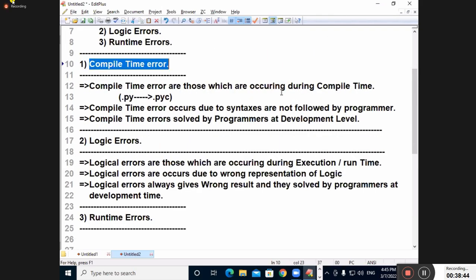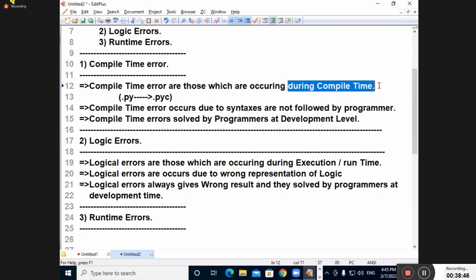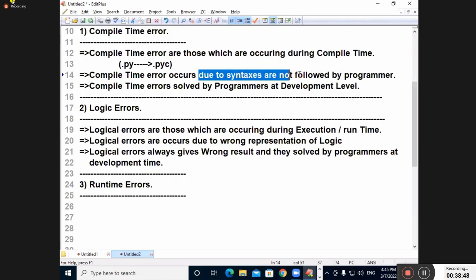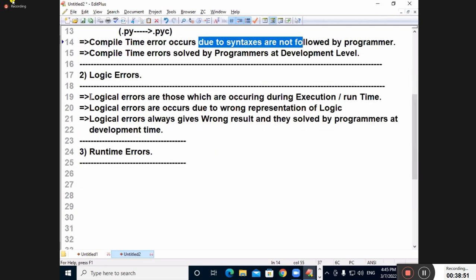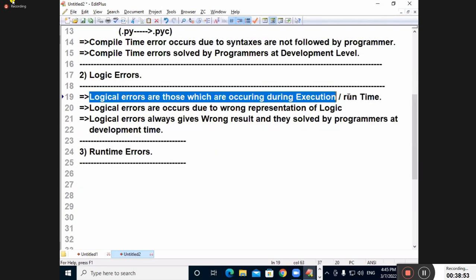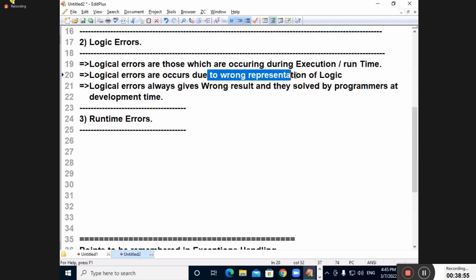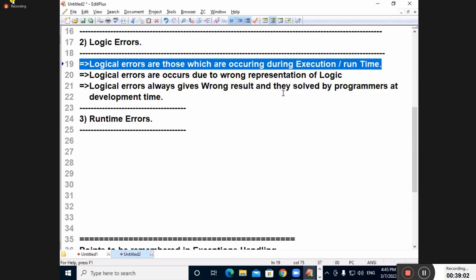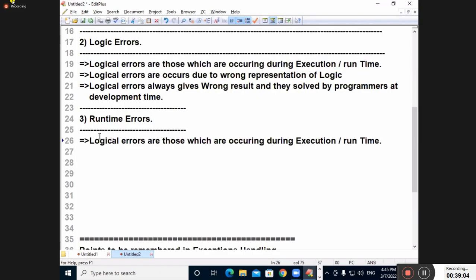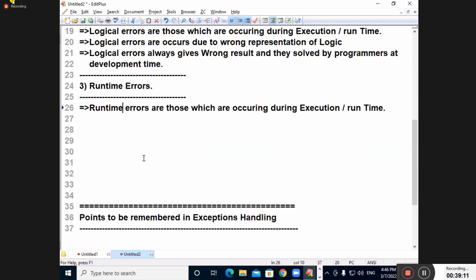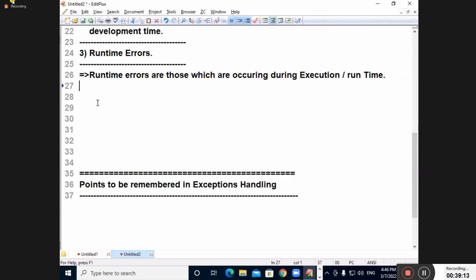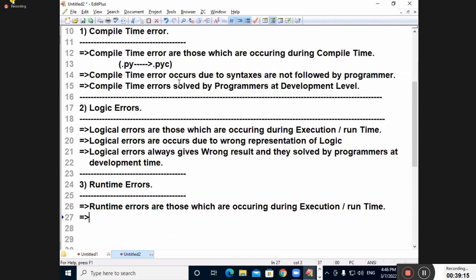Compile time errors occur at what time? Due to what? Syntax not followed. Logical errors occur at what time? Due to what? Wrong representation of logic. Tell me, runtime errors occur at what time? Execution time only. The name itself says it. Execution time, or runtime.